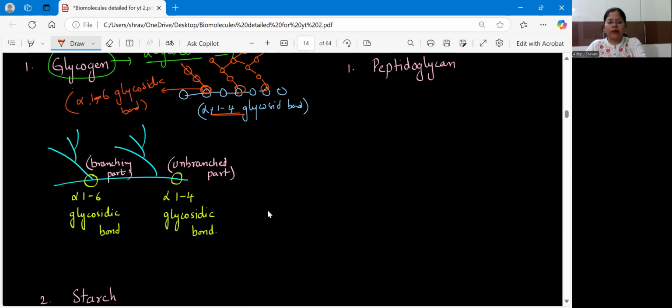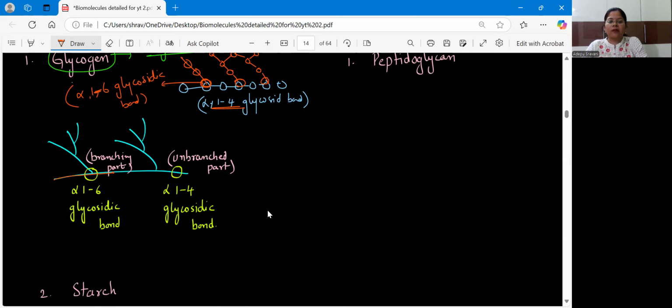If you look at this diagram, what I have drawn, this orange one is your main stem, which has alpha 1,4 glycosidic bonds in it. And the points from where the branches are arising, let us say this part and this part, will be made up of alpha 1,6 glycosidic bonds. This is the structure of glycogen.